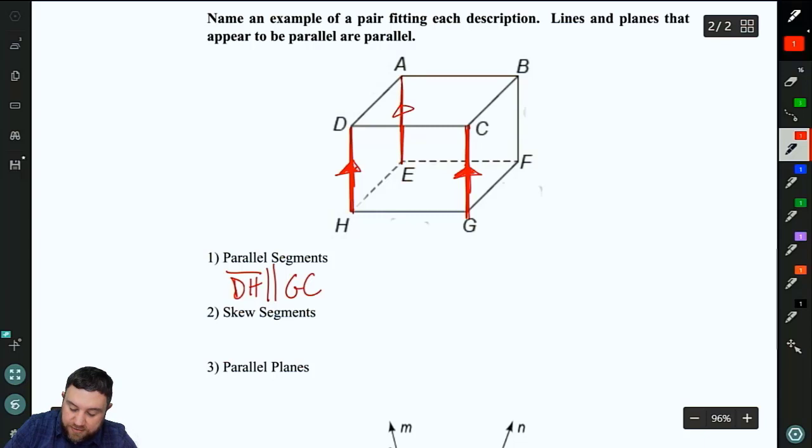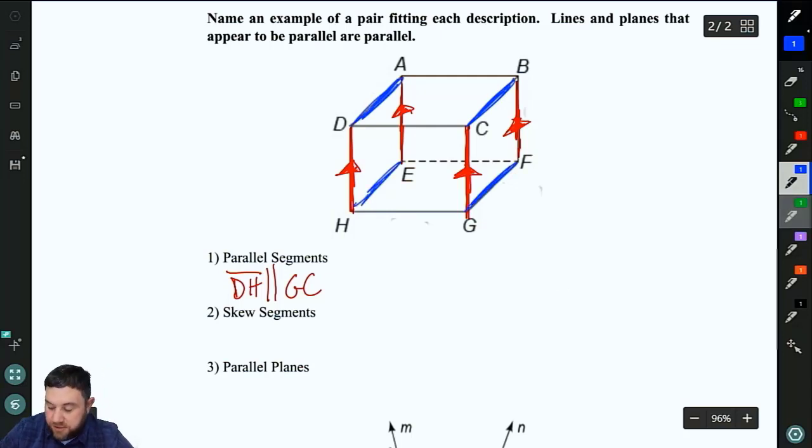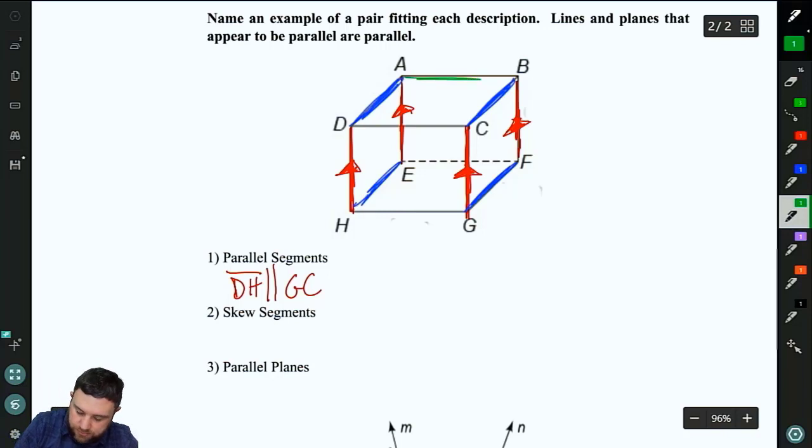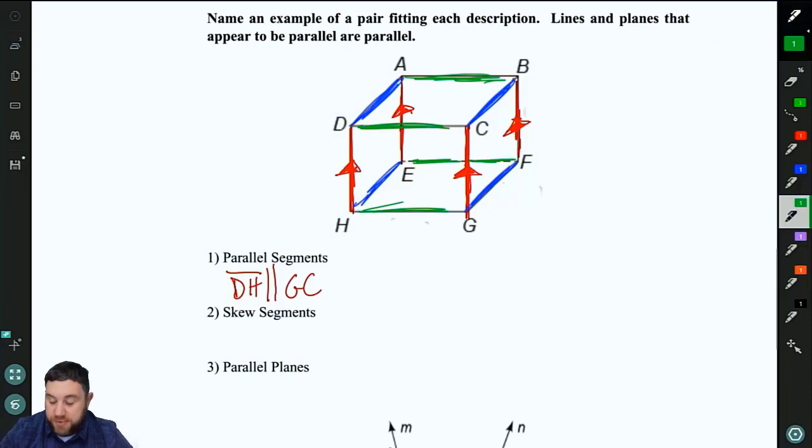We also have, okay, all of those are parallel to each other. We could also have all of these blue segments are parallel to each other. And all of these green segments are parallel to each other. So we have lots of different ways that we could do parallel segments there.